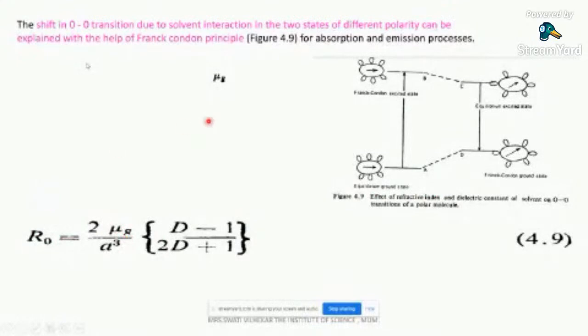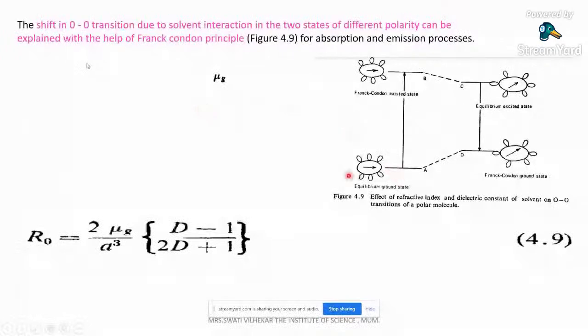Now, the shift in 0 to 0 band due to solvent interaction in the two states of different polarity. The states being of different polarity is explained with the help of the Franck-Condon principle for absorption and emission spectrum. Now you can easily get all these concepts as you have already seen the basics.